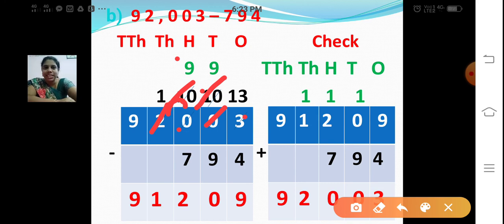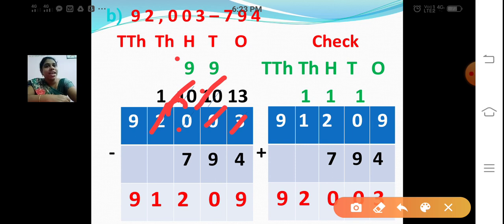Shall we subtract 13 minus 4 now? Start from number 4. Count forward till you reach 13. After 4: 5, 6, 7, 8, 9, 10, 11, 12, 13. How many numbers have we counted? 9. So 13 minus 4 is 9.